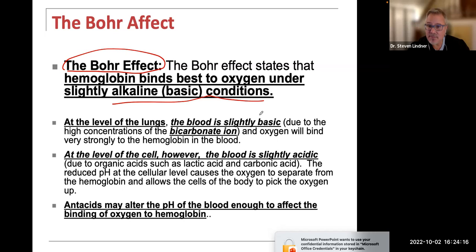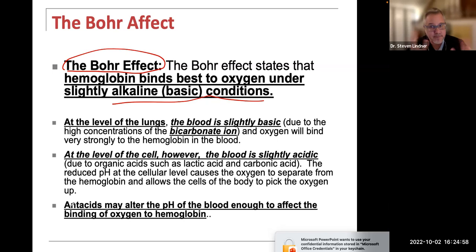So at the level of the lungs, the blood is slightly basic due to the higher concentrations of bicarbonate ion. And oxygen will bind very, very strongly to hemoglobin in the blood at the level of the lung. At the level of the cell, things shift, where the blood is now slightly acidic, because the cells are slightly acidic due to lactic acid and carbonic acid. And that reduced pH, now that it's acidic, causes the oxygen to separate from the hemoglobin and allows the cells of the body to pick up the oxygen there.